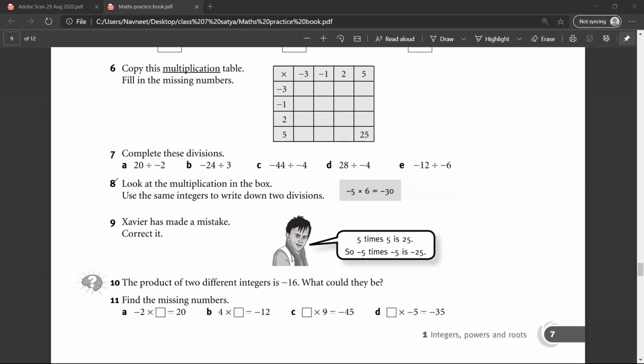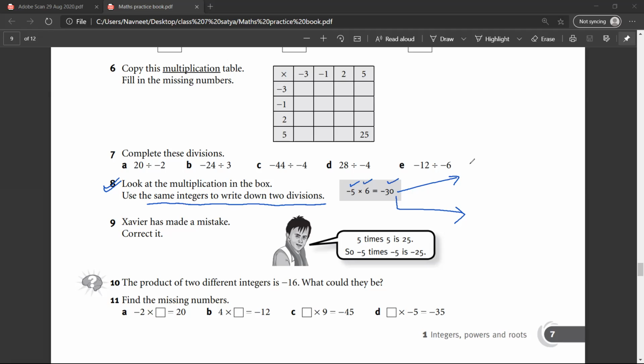Very nice. Question number 8. Use the same integers to write down two divisions. Can you write? Have you understood the question? I didn't understand. Okay, so what they are trying to say is use the same integers to write down two divisions. You have to write these integers only.